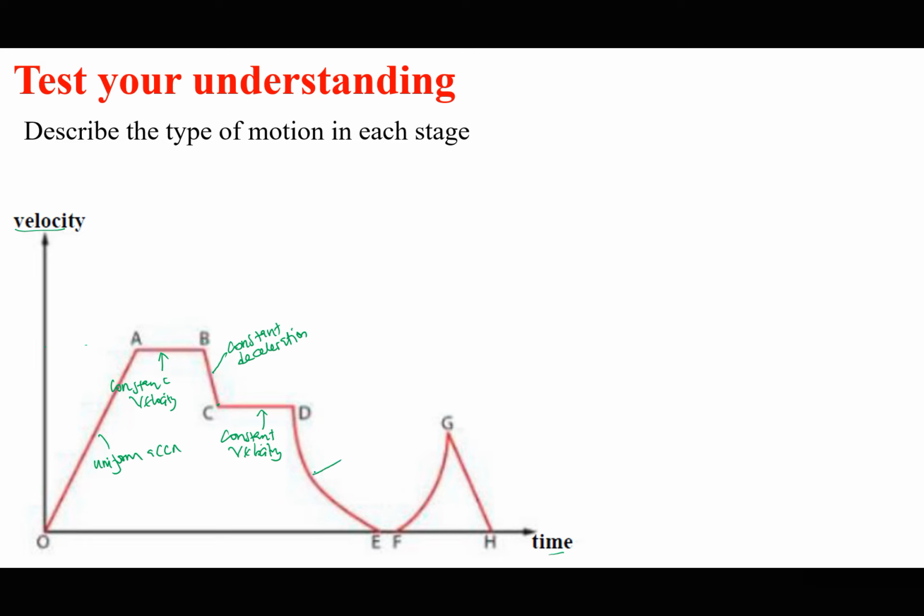Then D to E, you see that is a curve of a decreasing gradient because the curve is becoming horizontal. As long as the curve becomes horizontal, it means a decrease in gradient. So the gradient is decreasing and the velocity was tending towards zero, so it is a decreasing deceleration.